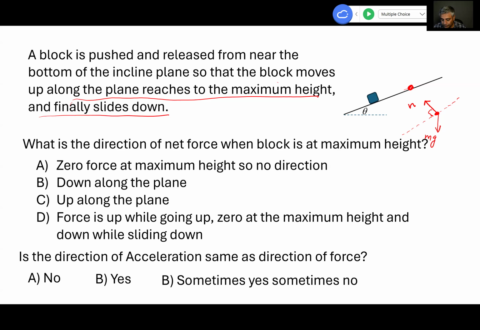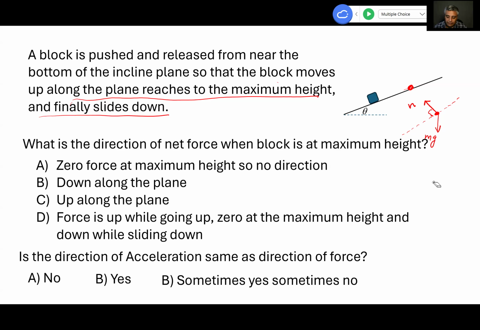So this is a long range force. This is a contact force. What other contact forces are possible here? Friction force. It doesn't say anything about friction, so if friction force is negligible, then we don't have to worry about it. And this free body diagram is going to be the same whether the object is going up, coming down, or at the highest point.